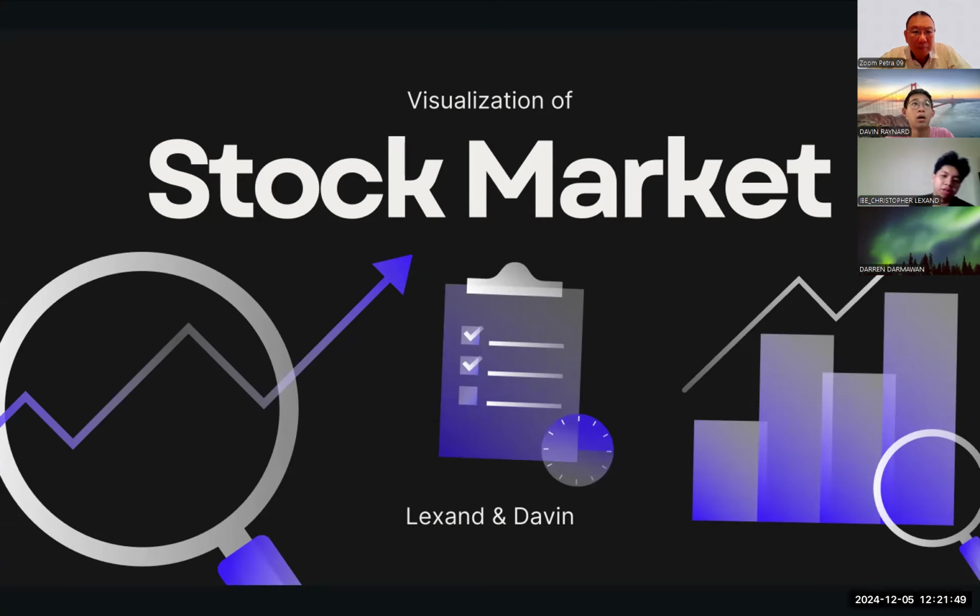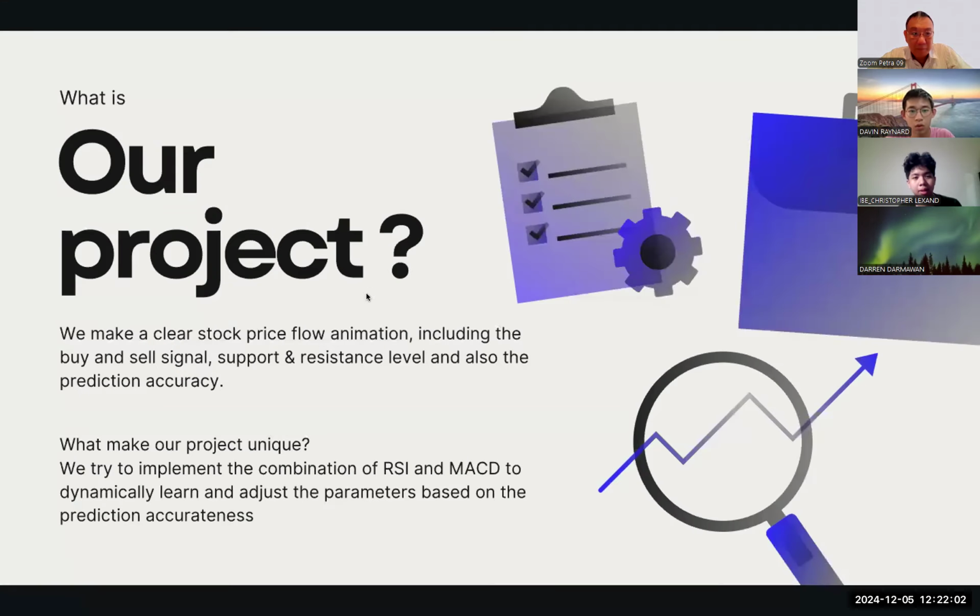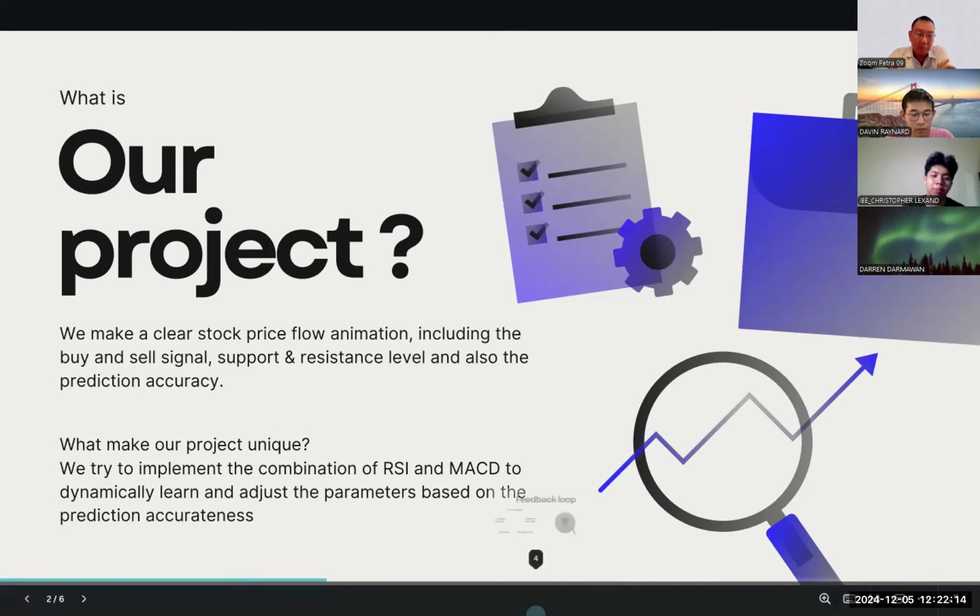Morning, sir and friends. Today we will present our differential project. It's called the visualization of stock market. Our project will make a clear stock price flow animation, including the buy and sell signal, support and resistance level, and also the prediction accuracy. And what makes our project unique?